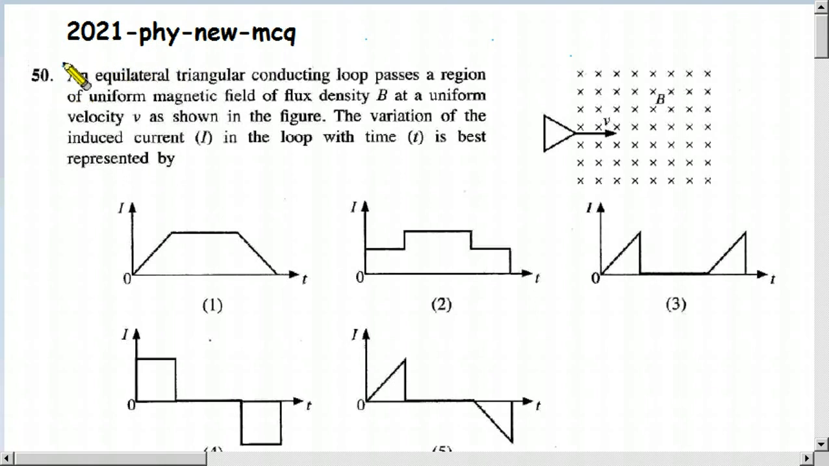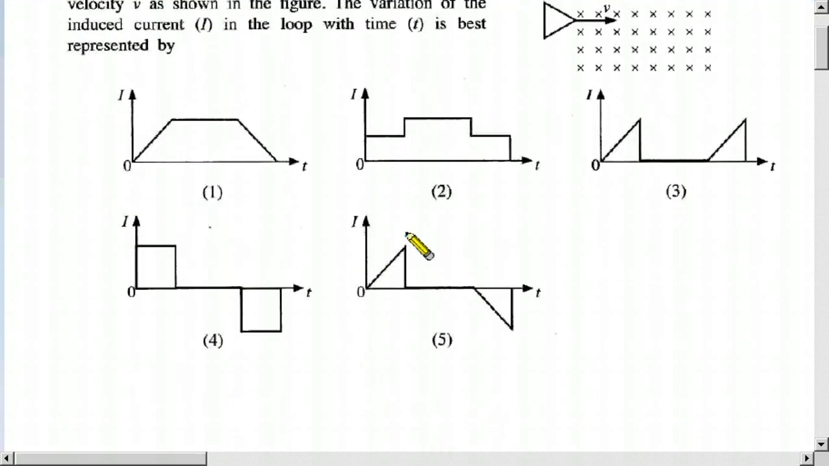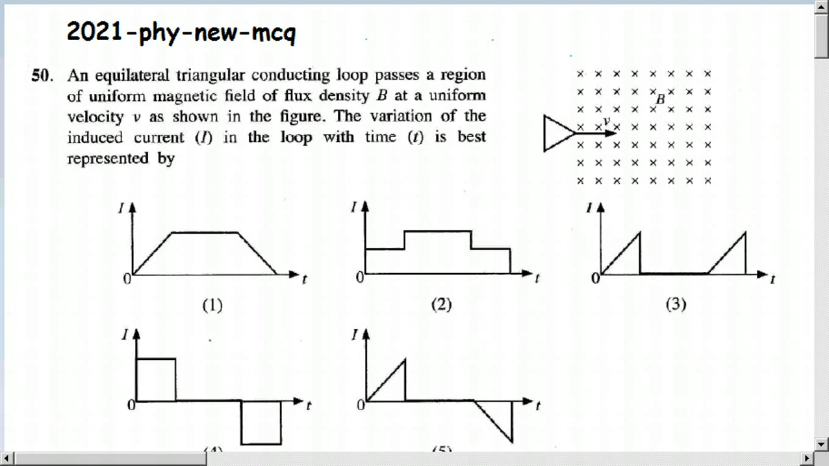Children, today I am going to discuss question number 50 from the MCQ part of the 2021 Physics New Syllabus paper. An equilateral triangular conducting loop passes a region of uniform magnetic field of flux density capital B at a uniform velocity v as shown in the figure. The variation of the induced current I in the loop with time t is best represented by which of the 5 graphs given? So let us try to solve this problem.